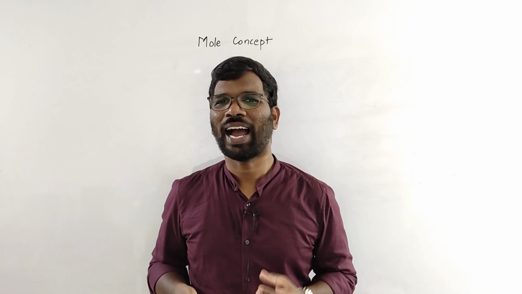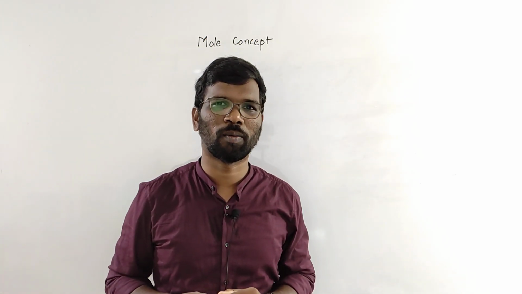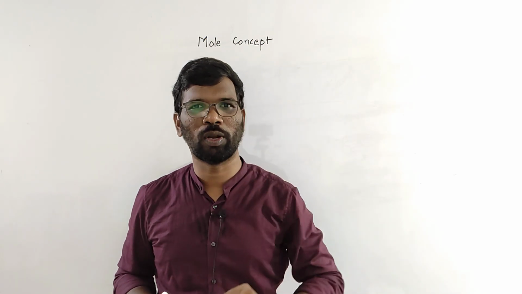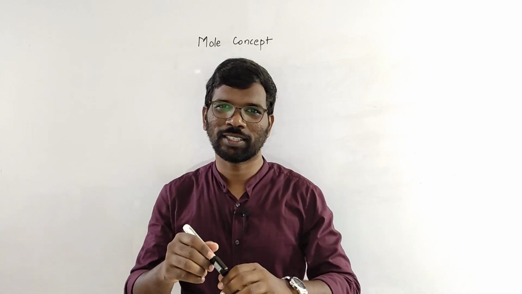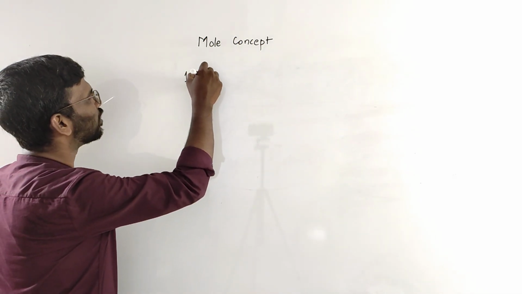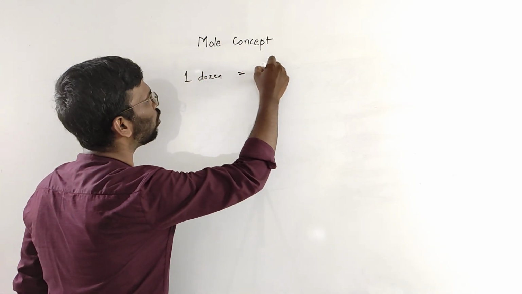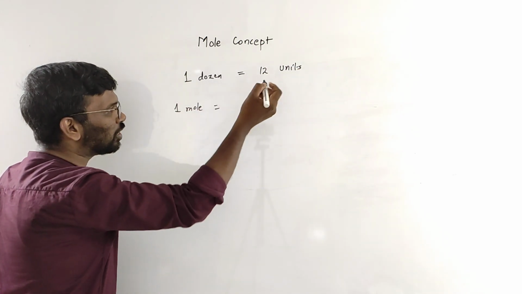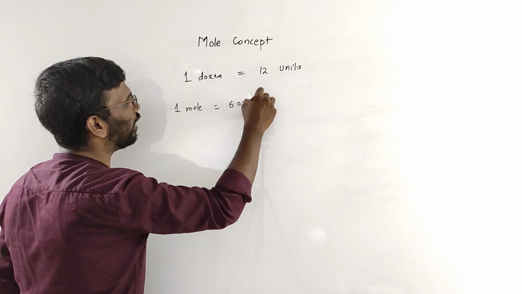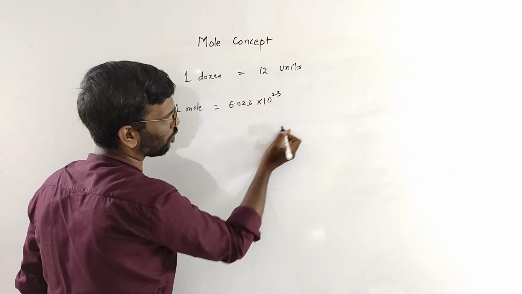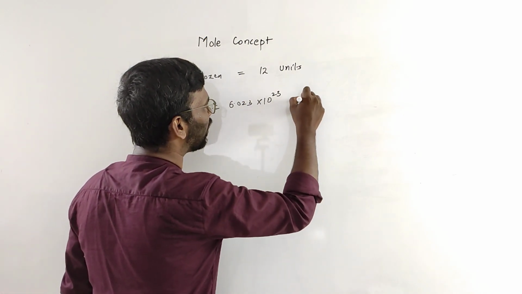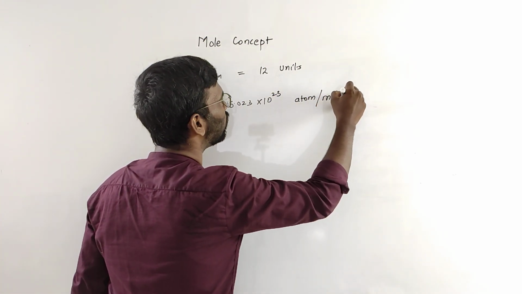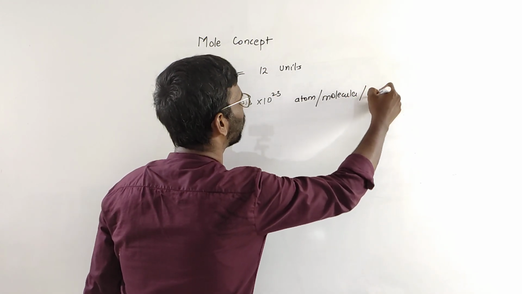Okay, so here I come to the mole concept. What is the meaning of it? First I will introduce you to the value of 1 mole. Like the way whenever I say 1 dozen, it is equal to what? 12 units. Same way, 1 mole is equal to 6.023 into 10 raised to power 23 what? It could be atoms. I will make this clear. It could be atoms, or it could be molecules, or it could be ions.